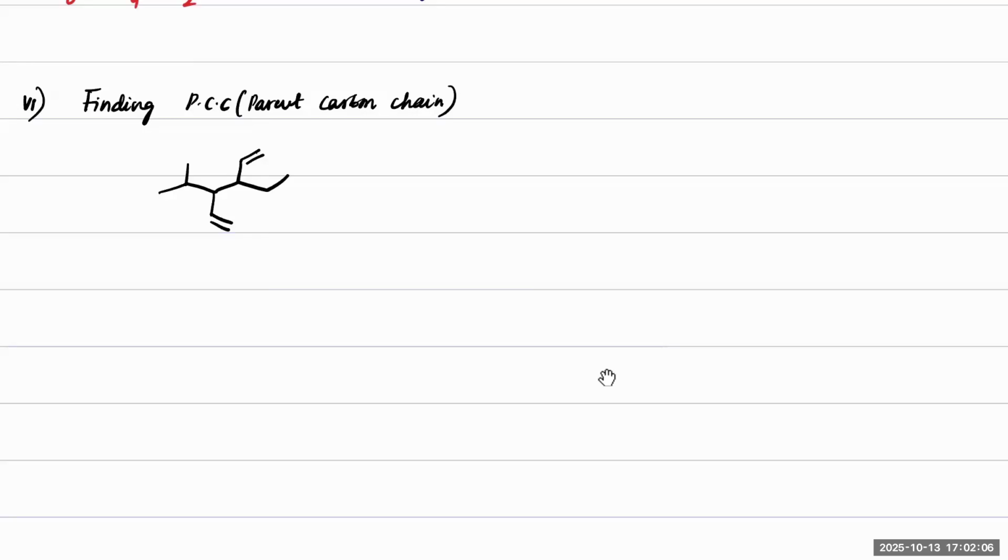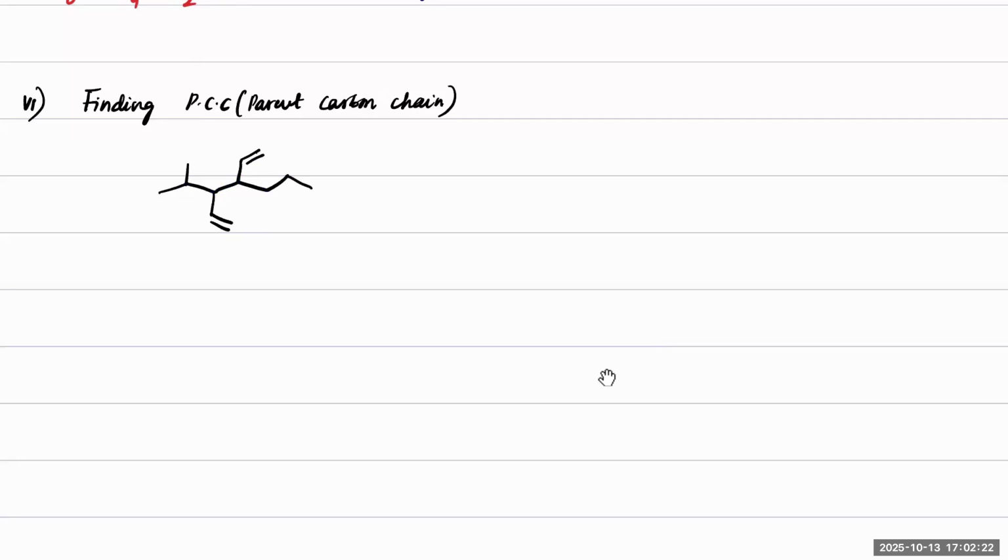Just keep that in mind. So you can see 1, 2, 3, 4, 5, 6. This covers both the double bonds. If I go this way, 1, 2, 3, 4, 5, 6, even if I put 7 also, that will not become a straight chain, a main chain or PCC.